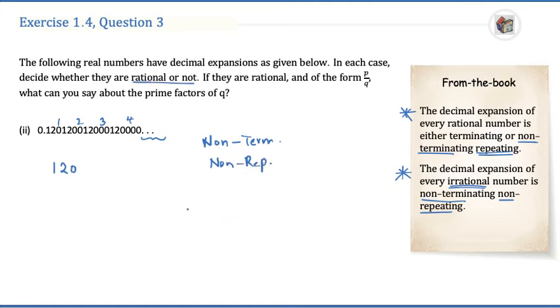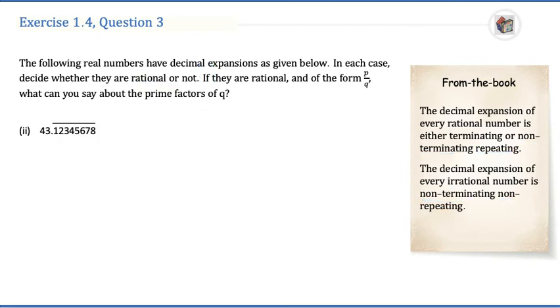That was part 1, right? Is it rational or is it not? So here it is an irrational number. So the second part of my question, if they are rational, that I don't have to do because that's only valid if they are rational. Let's now look at the final part, part C here.